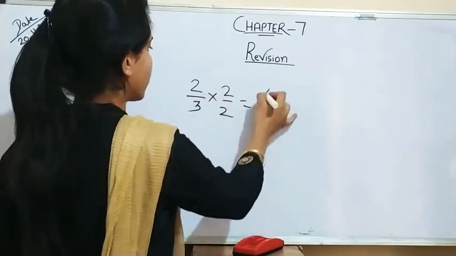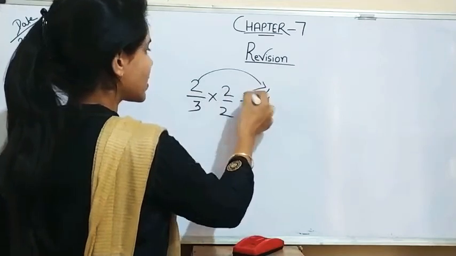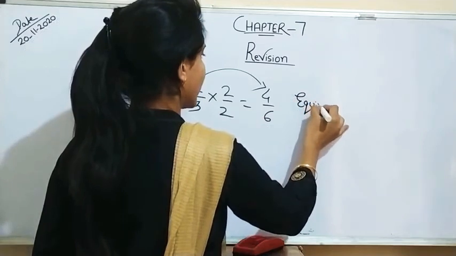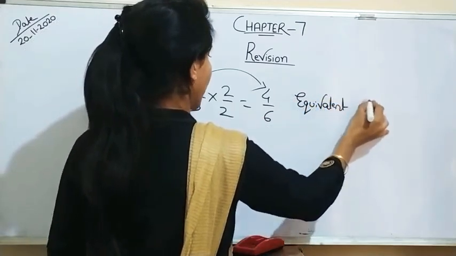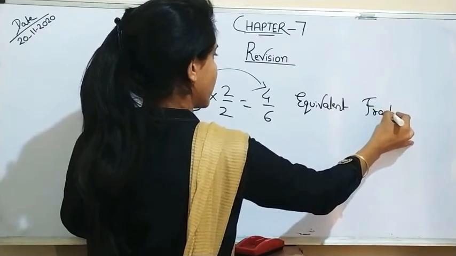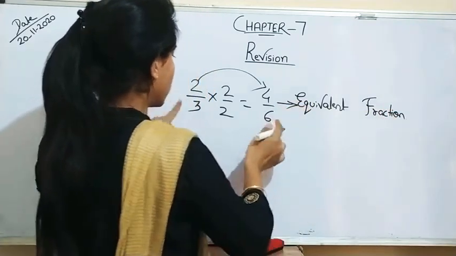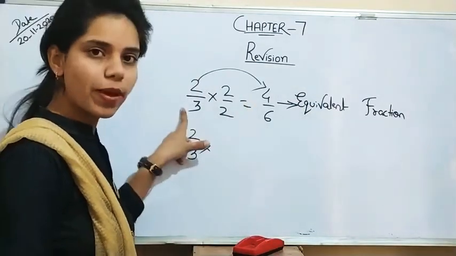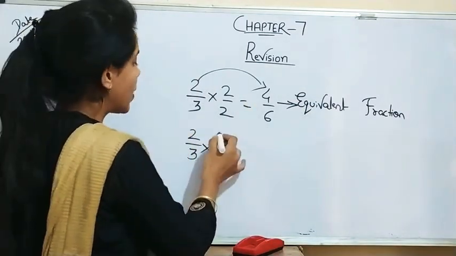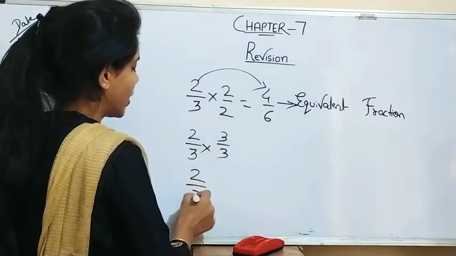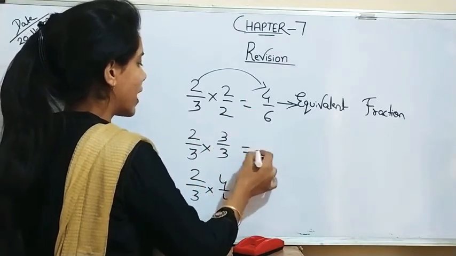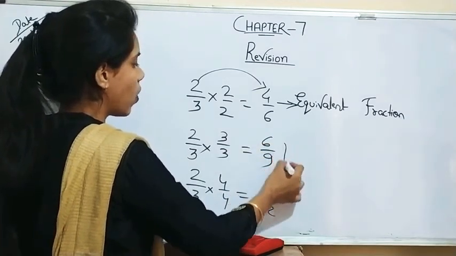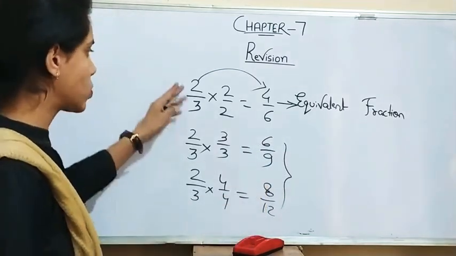So it will be 2 2s are 4, 2 3s are 6. So 4 by 6 will be the equivalent fraction of 2 by 3. If I want more and more equivalent fractions of 2 by 3, you can multiply by 3 by 3. You can multiply by 4 by 4. So you will get the equivalent fractions in this way. So all these are the equivalent fractions of this 2 by 3.